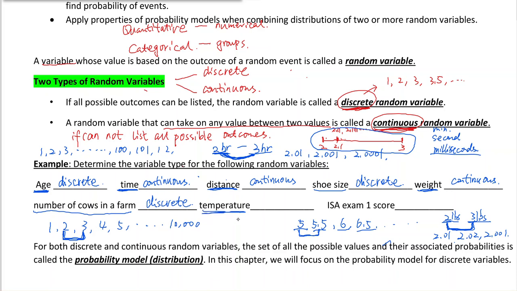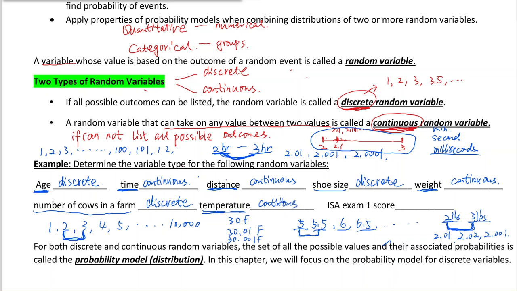Another one, temperature. We can have 30F, we can have 30.01F. If our measurement technique is very accurate, you can even have 0.001F. So temperature is also continuous.